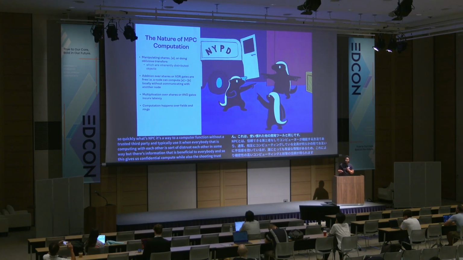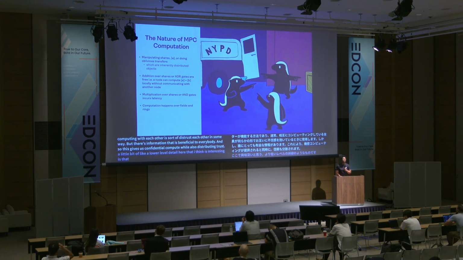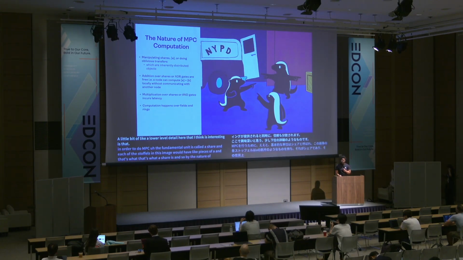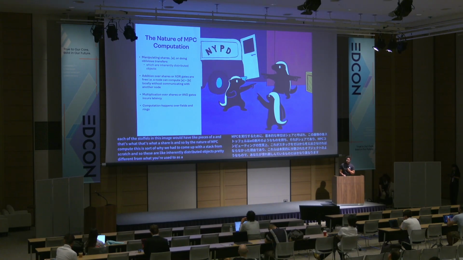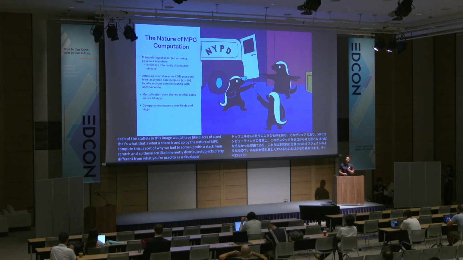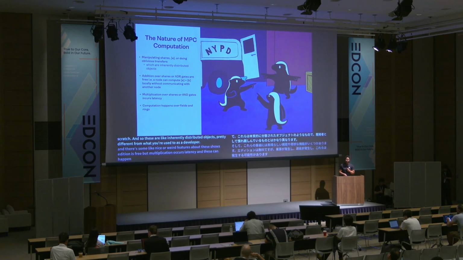A little bit of lower level detail here that I think is interesting is that in order to do MPC, the fundamental unit is called a share. And each of the Stoffels in this image would have pieces of A, and that's what a share is. And so by the nature of MPC compute, this is why we had to come up with a stack from scratch. These are inherently distributed objects, pretty different from what you're used to as a developer. And there are some nice or weird features about these shares. Addition is free, but multiplication incurs latency, and these can happen over fields or rings.